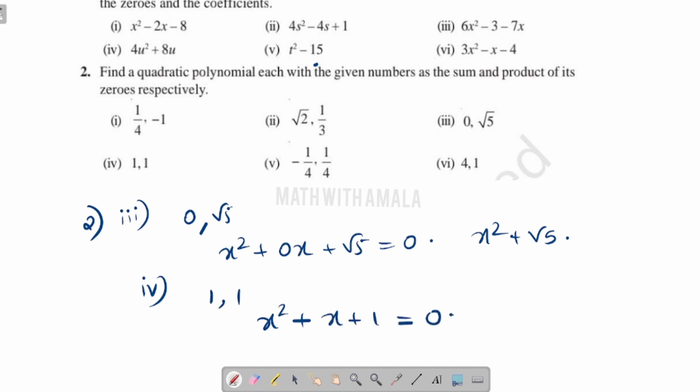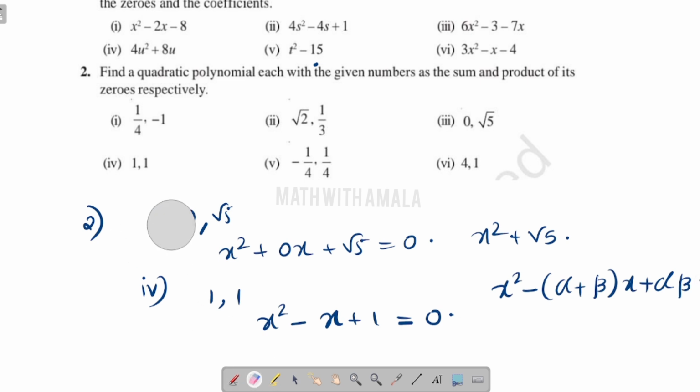Now for 1, x square minus x plus 1 is equal to 0. Okay, you have to change it to minus x because we have minus of alpha plus beta x plus alpha beta. Okay, so you have to change it like minus x plus 1. So the equation or the quadratic polynomial will be x square minus x plus 1.